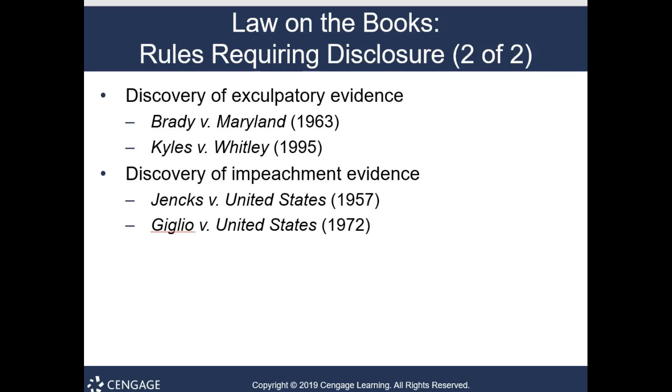Now, in Giglio, they expanded that to not only prior inconsistent statements of prosecution witnesses, but anything that would tend to impeach a prosecution witness. And that just makes sense. If there's evidence out there somewhere that tends to indicate that a prosecution witness is not telling the truth in any regard, it needs to be given over to the defense. No doubt about it.